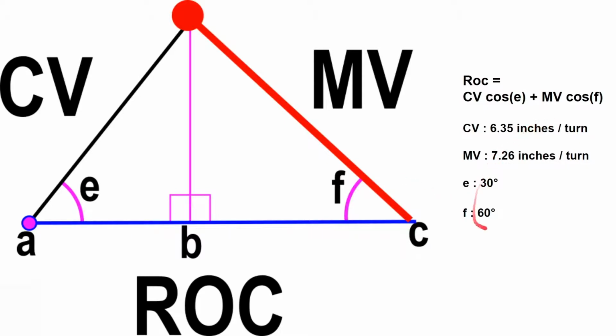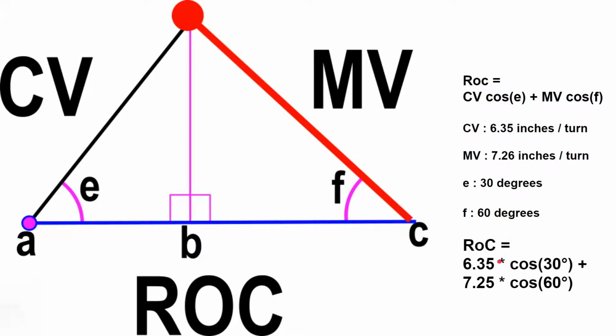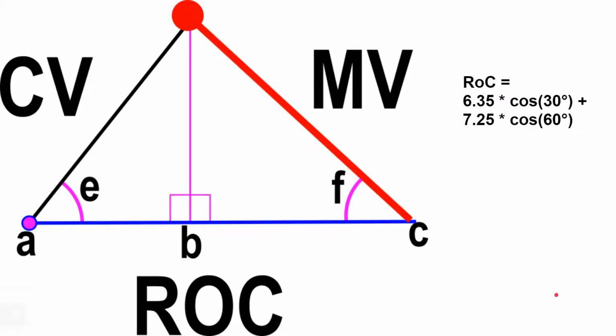Popping all 4 numbers into our formula, our rate of closure is 6.35 times the cosine of 30 plus 2.25 or 7.25 times the cosine of 60. Simplifying that further, it's 90% of 6.35 plus half of 7 1/4.